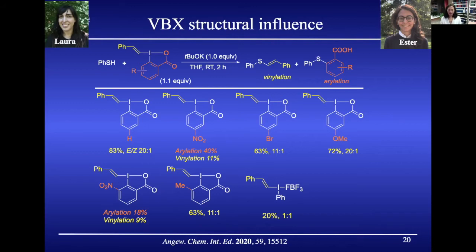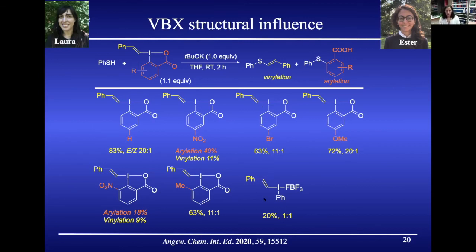We were also comparing with the acyclic vinyl iodonium salt. And you can see here that this behaves quite differently. So it only gave a 20% yield of the vinylated product, which was a 1-to-1 mixture of the E and Z isomer.